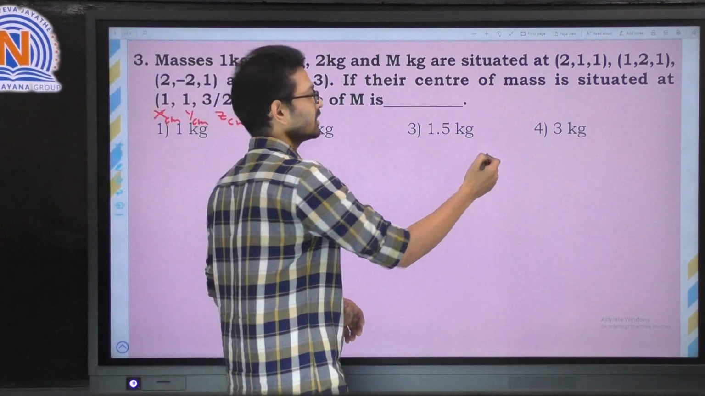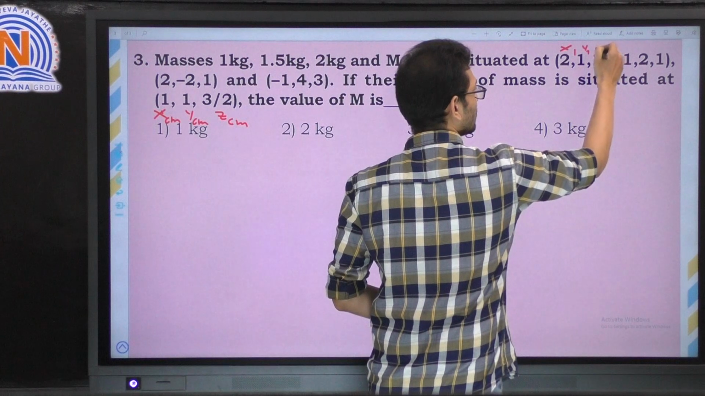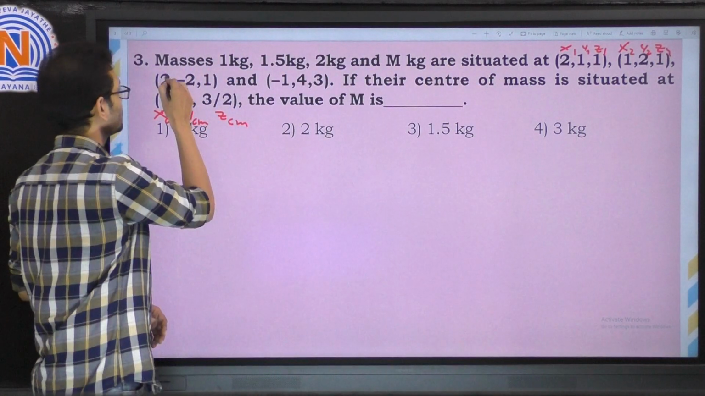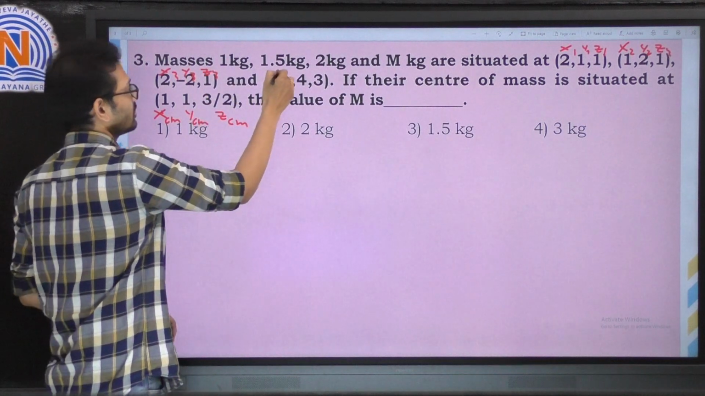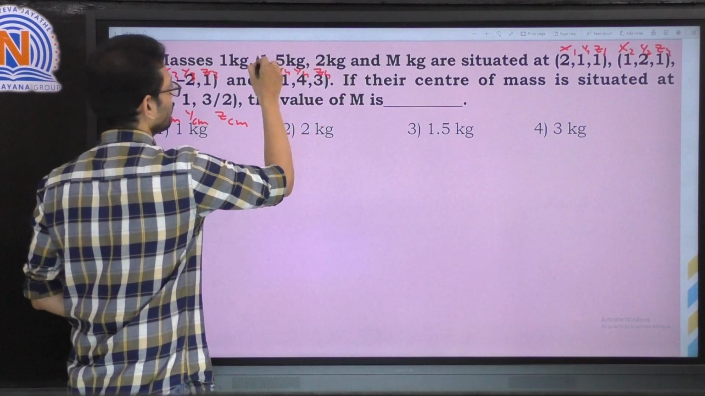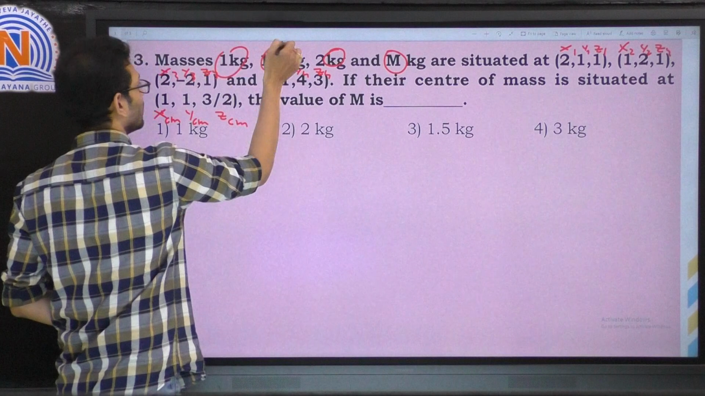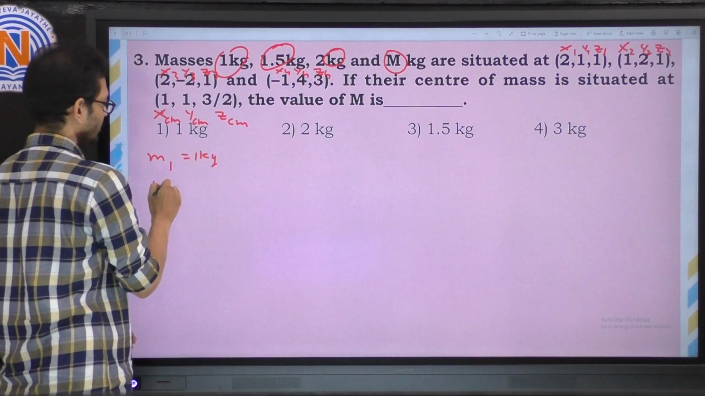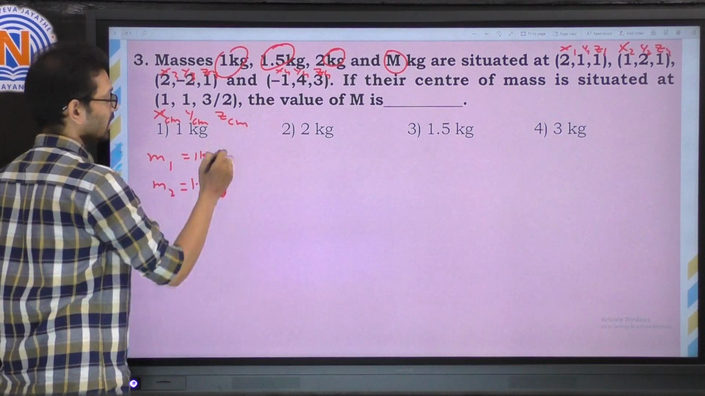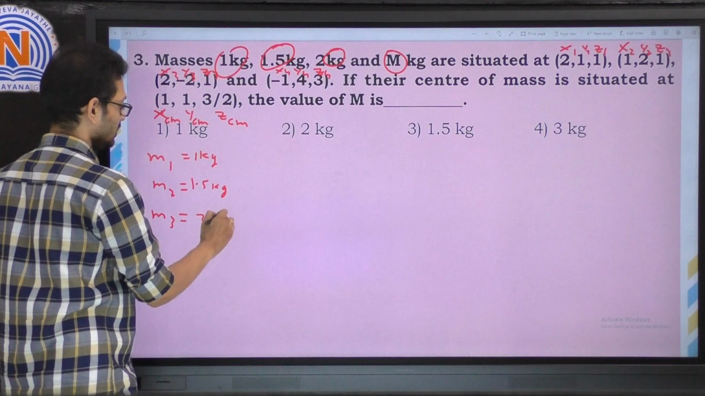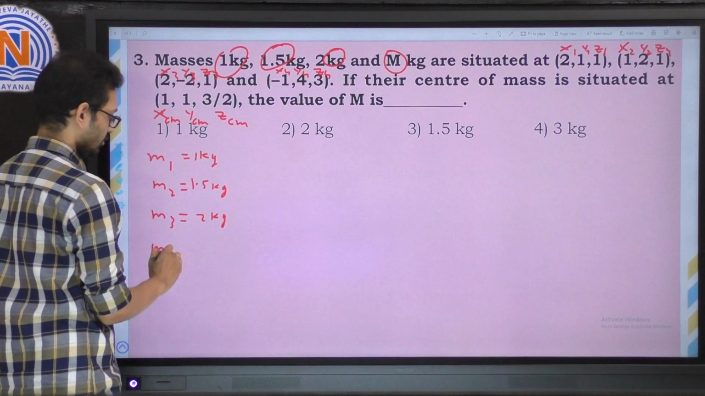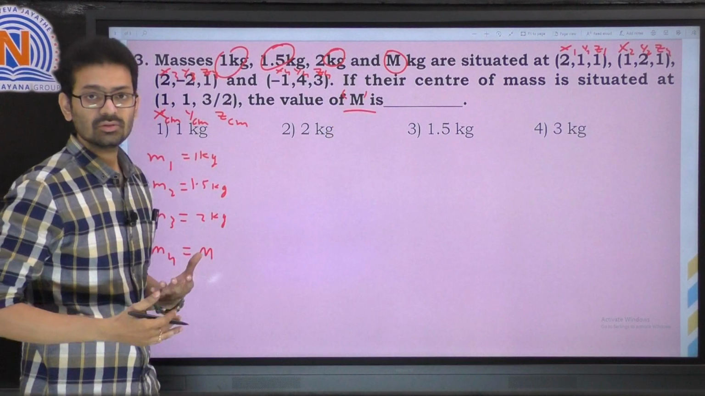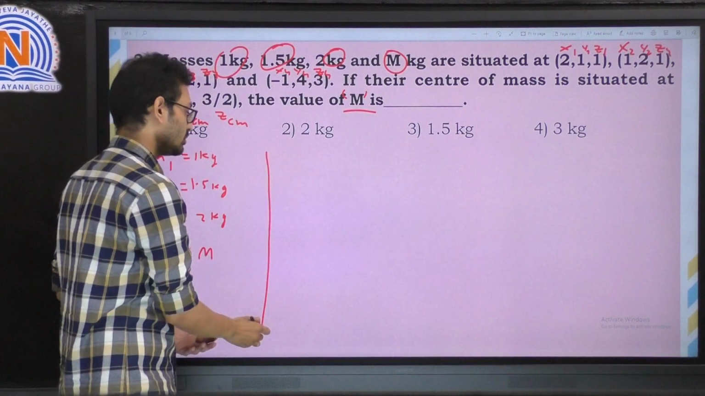You can take the coordinates as x1, y1, z1, x2, y2, z2, x3, y3, z3, and x4, y4, z4, because there are 4 masses. Let us take m1, m2, m3 and m4, where m4 is capital M. Now let me write that: m1 equals 1 kg, m2 is given as 1.5 kg, m3 is given as 2 kg, and m4 is given as capital M. Now to find the value of m, we can use x, y or z. I will use x.